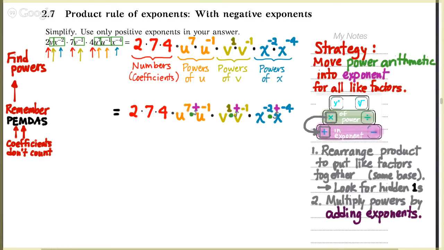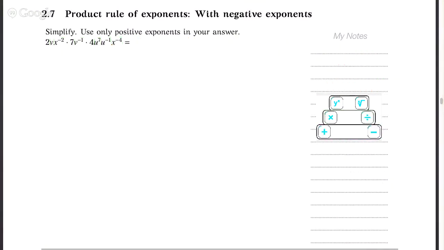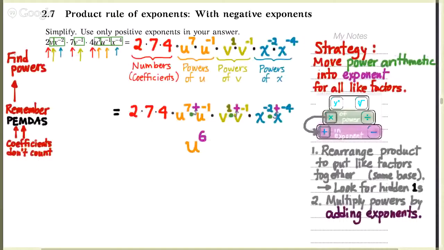So to simplify this big long product, what we're really going to be doing is adding the exponents 7 and -1 on the u's, adding the exponents 1 and -1 on the v's, and adding the exponents -2 and -4 on the x's. Well, 7 plus -1 is 6, so in total we have 6 powers of u. 1 plus -1 is 0, so in total we have no powers of v. We'll talk about what that means in a moment. And -2 plus -4 is going to give me a total of -6 powers of x. And again, we'll talk about what that means in just a moment.